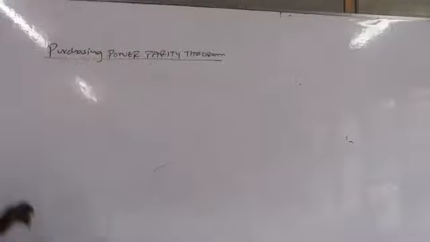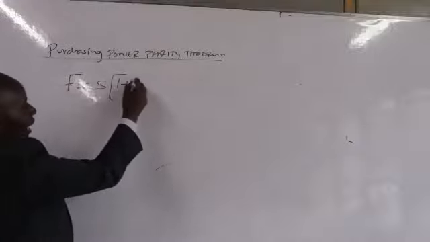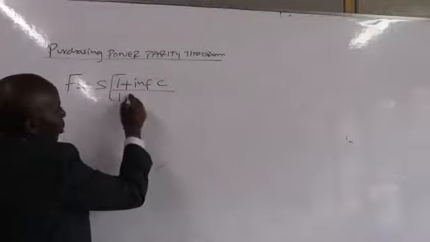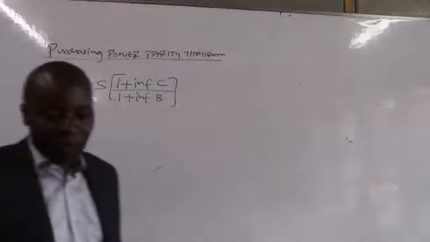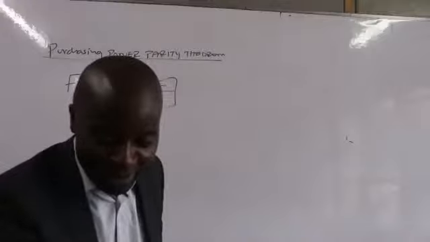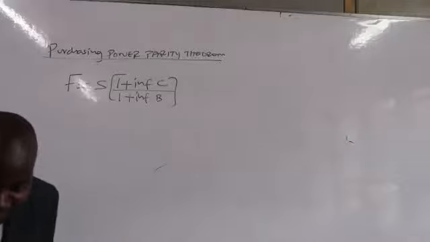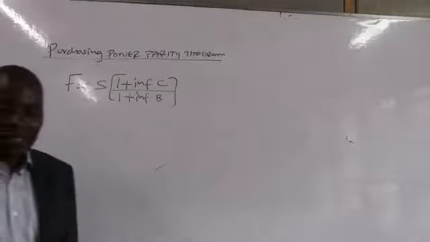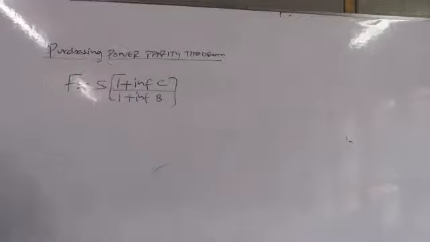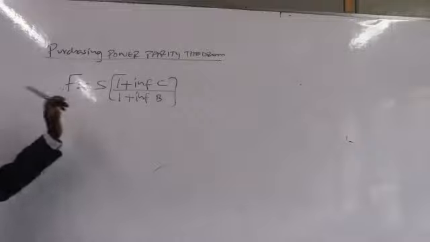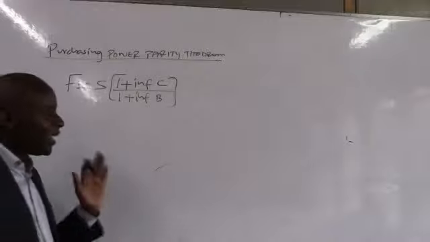And I would like you to write the formula straight away, saying that F equals S into 1 plus inflation of country C all over 1 plus inflation of country B. So I write F equals S into 1 plus inflation of country C all over 1 plus inflation of country B.